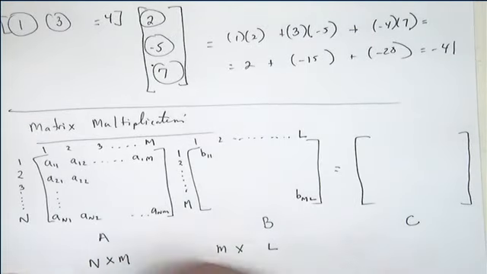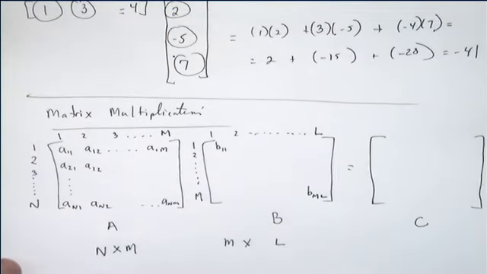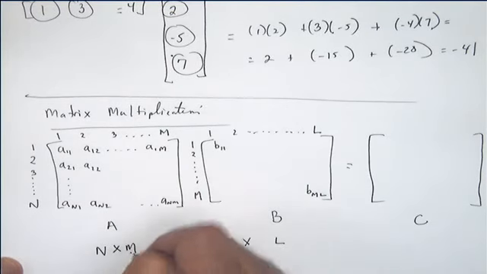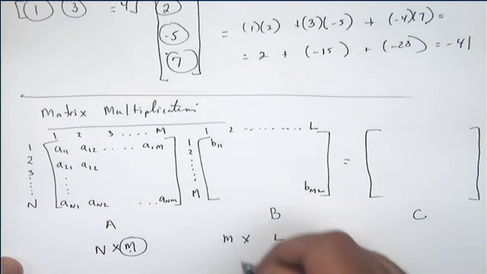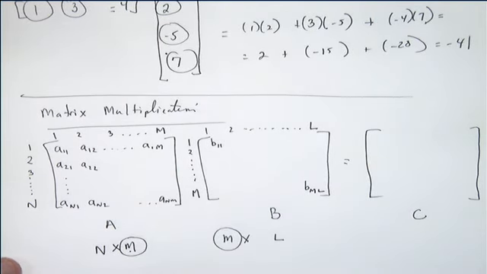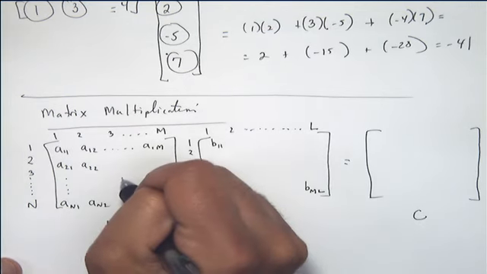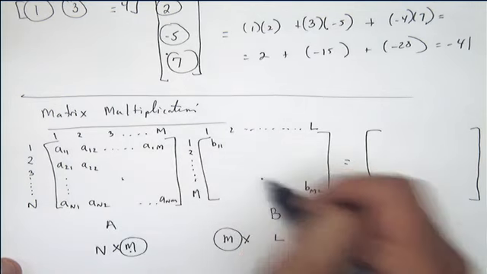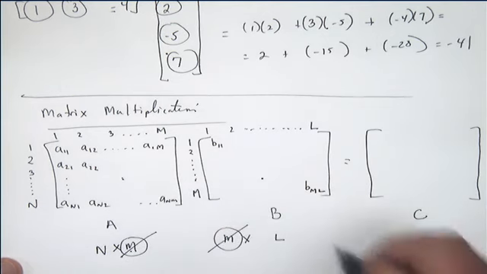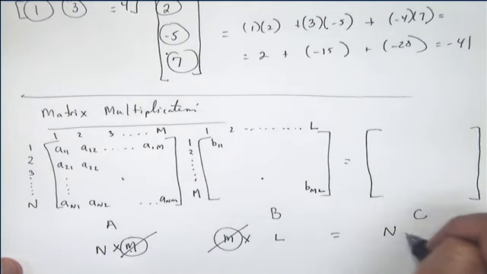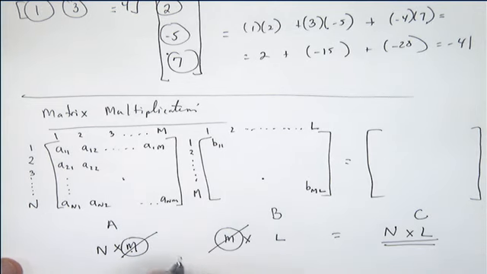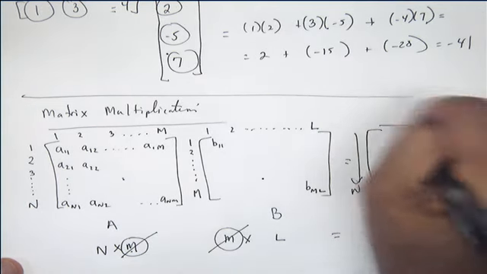If I do matrix multiplication, then an N by M times an M by L, in order for that to work, the inner dimensions must agree. What I mean is that the number of columns in A, that's M, must equal the number of rows in B, that's M. If they don't match, I'll get an error. And what I'm left with is an N by L matrix. So this has N rows and L columns.